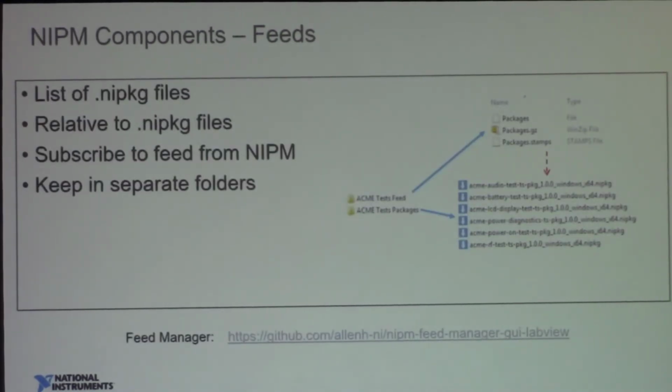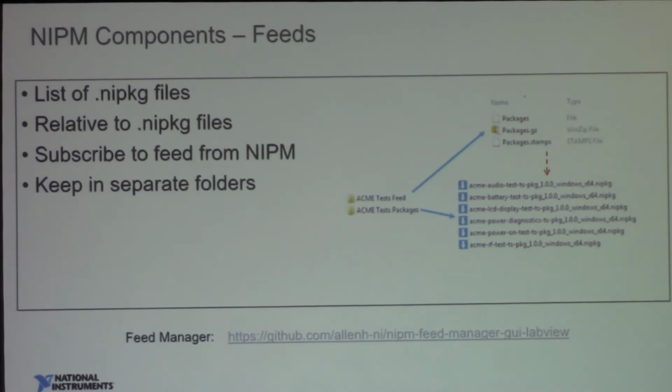With a feed, you basically have 3 files. You have a packages file, which is all of the information about how to distribute that package, or each of the packages. And then you have packages.stamps, which are relative paths to the location of all of your NIPKG files. And then you have packages.gz, which is a binary, which I still haven't quite figured out, which is generated by the command line interface. So it contains a bunch of other information.